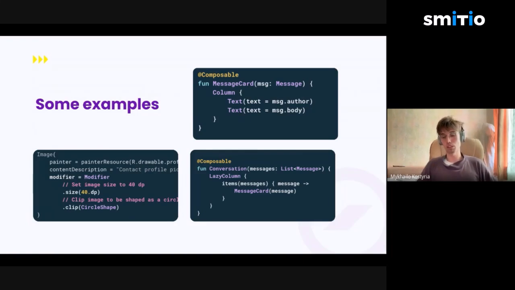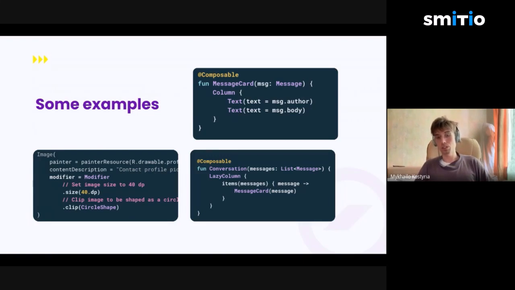The only thing you have to be aware of is that composable invocations can only happen inside a composable function, which is quite similar to coroutines if you think about it, because you could only call suspend functions, for example, from a coroutine context, right? You could not call them from a regular function.